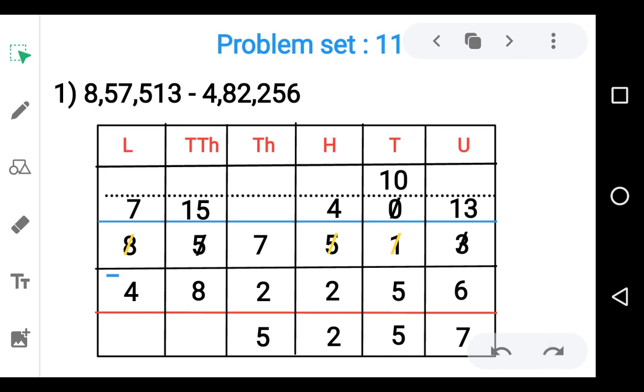So, can we subtract 8 from 15? Yes. So, 15 minus 8, 7 in the 10,000 place. Now, we subtract 4 lakh from 7 lakh. So, 7 minus 4, 3 in the lakh place. So, we get the answer 3,75,257. Now, we see the next question.